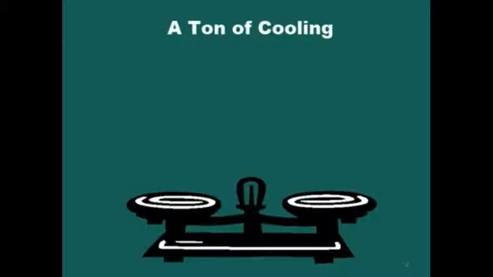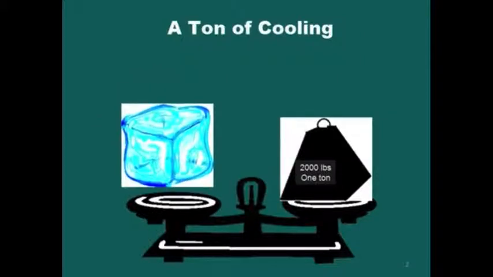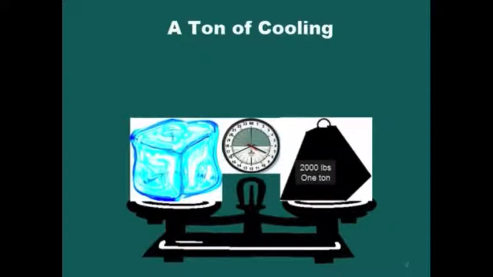That's a measurement of weight. Well, it is a measurement of weight. And what we're talking about is a block of ice that weighs 2,000 pounds. That is a ton of ice. And the amount of time it takes to melt all that ice to water.